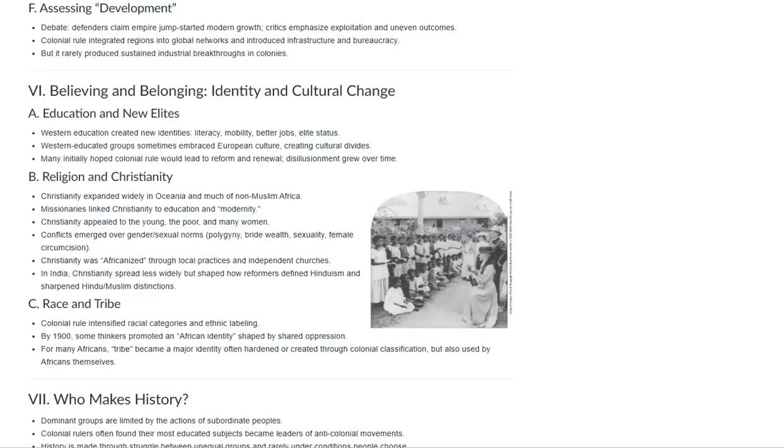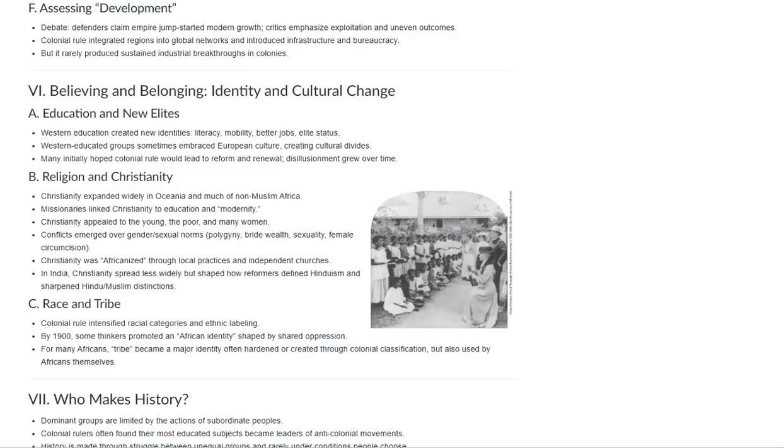So all of this raises a question: was colonialism development? It's debated. Defenders argue it introduced infrastructure, schools, bureaucracies, and healthcare, and integrated colonies into global networks. But on the flip side, critics argue colonialism produced exploitation and uneven growth, and it rarely created full industrial breakthroughs in colonized societies.